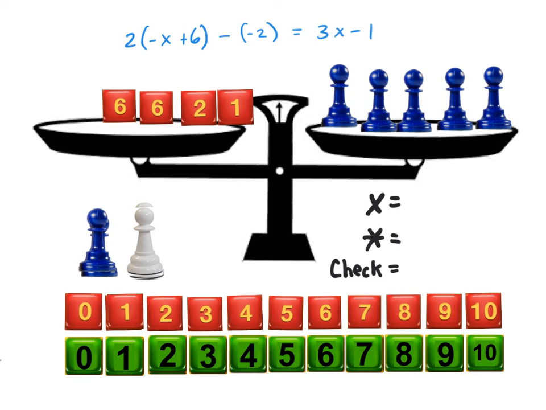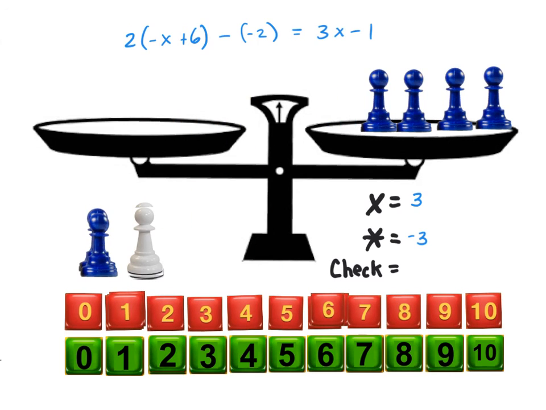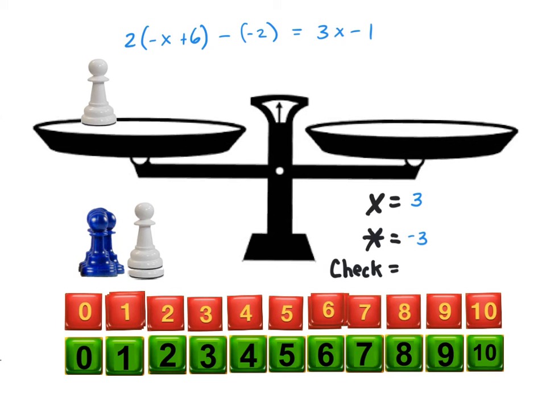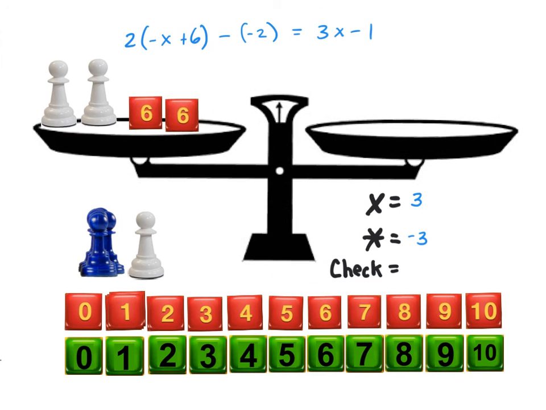5 times what is 15? 5 times 3 is 15, which makes negative x equal negative 3. And to perform the check, we need to reset everything to its original state. And in our original state, we had a negative x and a positive 6, and we did that twice. And then we wanted to take away a negative 2, but we had to add a 0 pair and then take away the negative 2.